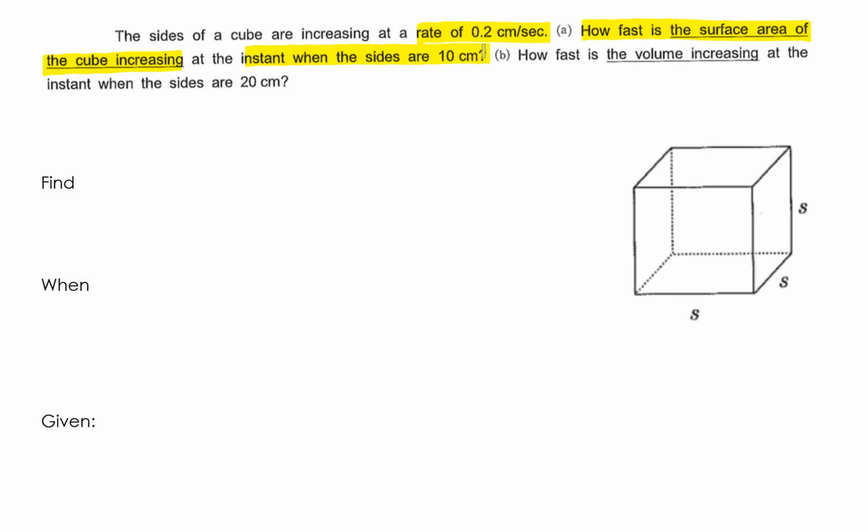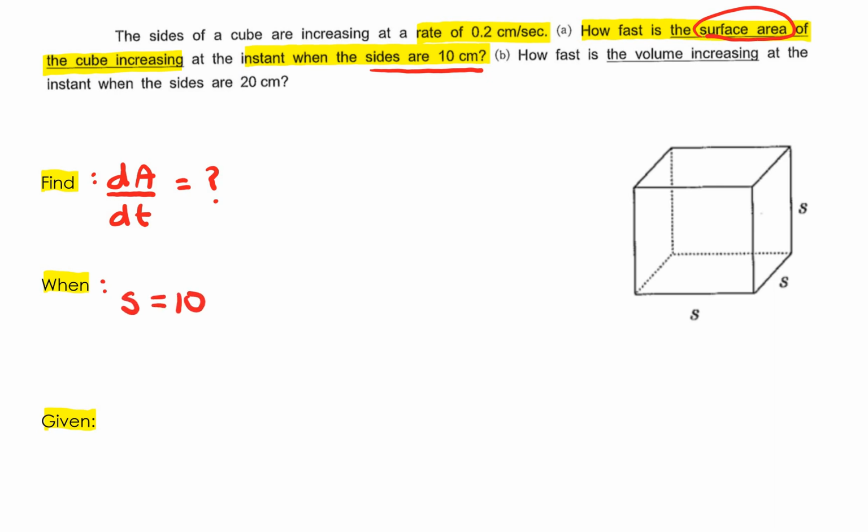Okay, so for these related rates, it might be a good idea to set up a find, when, and given section here on the left-hand side. Let's go ahead and fill this part in. For part A, we're trying to find how fast the surface area is changing. So we need to find dA by dt. And I want to find out when that's changing when the sides are 10 centimeters.